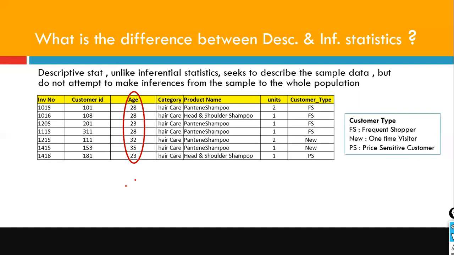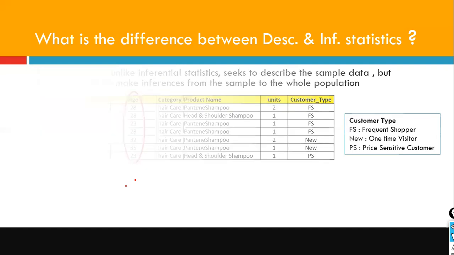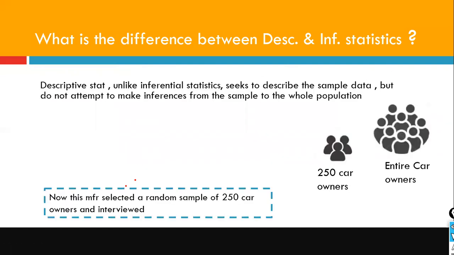We do not know, right? So when you take another sample with a little more data, it will vary from sample to sample. So descriptive statistics, unlike inferential statistics, seeks to describe the sample data, but it does not attempt to make inferences from the sample to the whole population. With the sample itself, we cannot make inferences about my population.